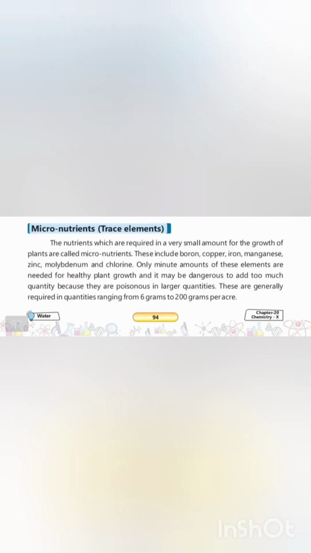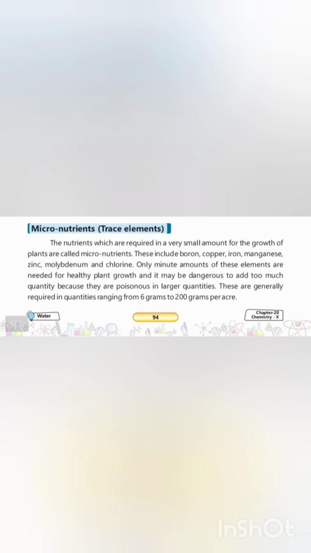Micronutrients, meaning trace elements. Definition: nutrients that are absolutely required for plant growth but only in very small trace amounts. Key elements are boron, copper, iron, manganese, zinc, molybdenum, and chlorine. Required quantity: typically required in tiny concentrations ranging from 6 grams to 200 grams per acre.